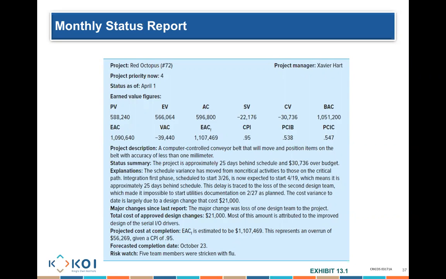What's EAC? Estimated cost, my estimate to complete. So you can see my estimate is more than my budgeted, which means I am basically going to be over budget. Again, it's telling you the same thing: over budget, over budget, over budget. Makes sense?